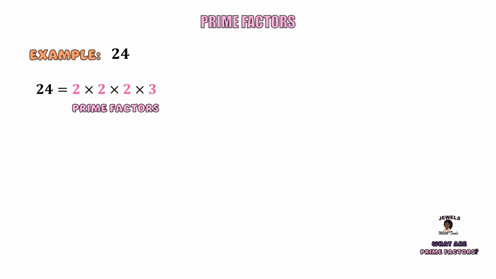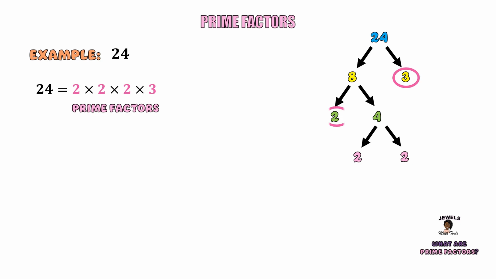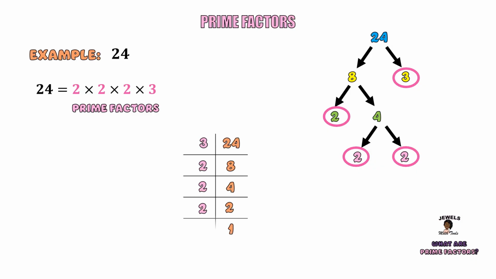And these prime factors that we get for 24 can be obtained in two ways. One is using the factor tree. With the factor tree, this uses a multiplication method where the numbers are split into their factors until only the prime numbers are left. And as you can see, the numbers that are circled are the exact same prime factors that we have for 24.